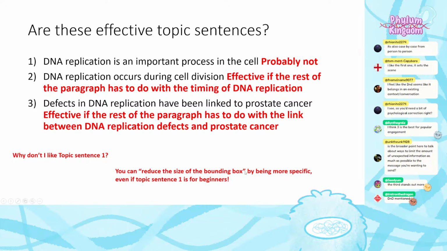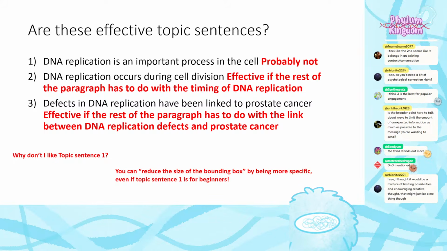Okay, so I don't like topic sentence 1 because the bounding box of that topic sentence is enormous, right? The next sentence could have anything to do with DNA replication. It might have to do with a cell, right? Maybe the rest of this paragraph is listing every important process in the cell. DNA replication is an important process in the cell. Cellular respiration is also an important process in the cell. That's another valid sentence that can come afterwards, but that's a different following sentence than something else about DNA replication. It's a little too broad, I think.